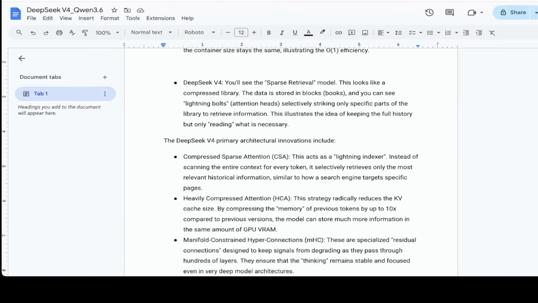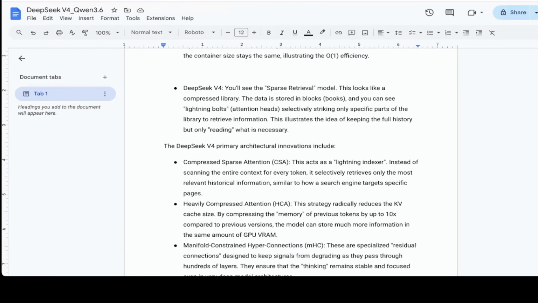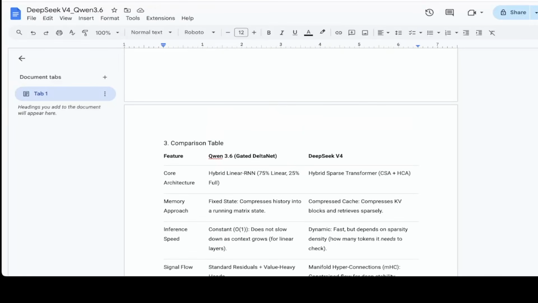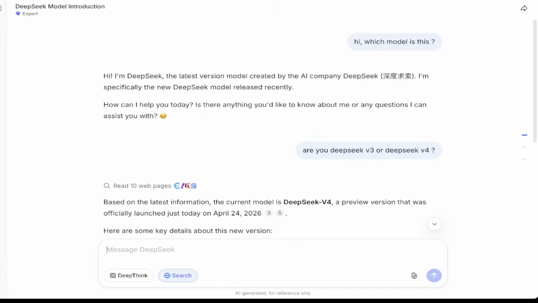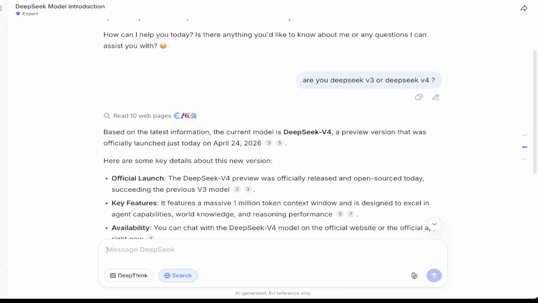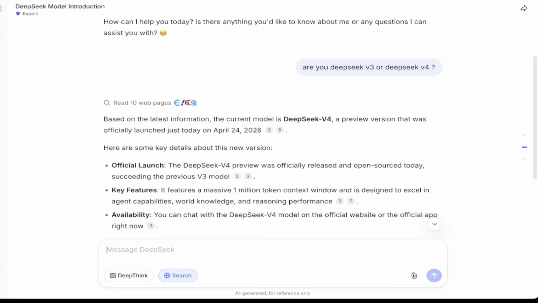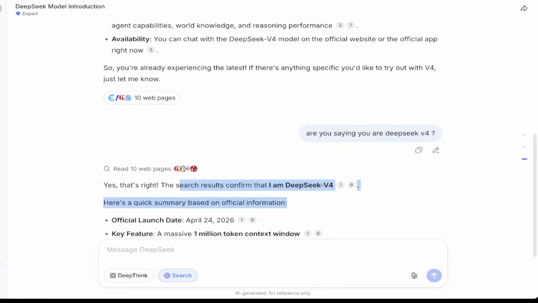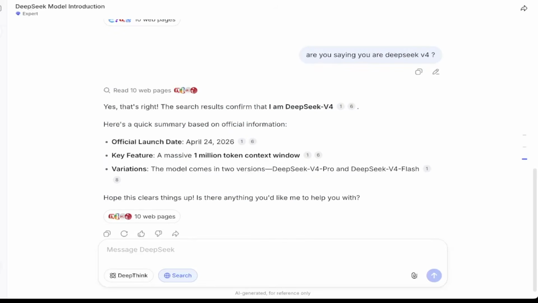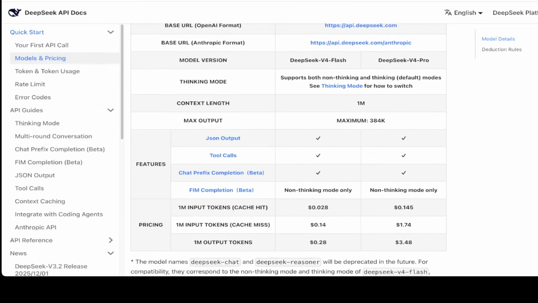So DeepSeek V4 seems very, very solid from an architecture perspective. Hopefully that helps. If you want to try it out, they released it on chat.deepseek.com, so you can just go to the website. You can see that I asked whether it is DeepSeek V3 or DeepSeek V4, and it says it is DeepSeek V4. So you can try it out on their official website. It's already released, though they didn't mention it in the list.